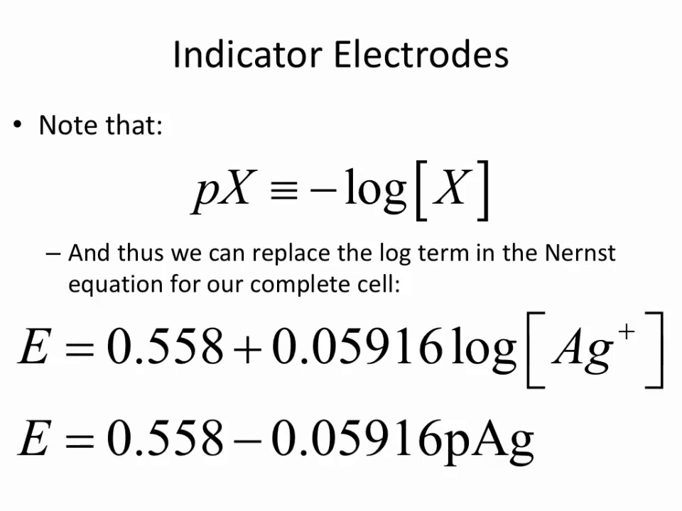So we can plug in a p value for our silver ion concentration, and that would be pAg. And we can then replace the log term in our Nernst equation, this term, with our pAg, the p of silver ions.